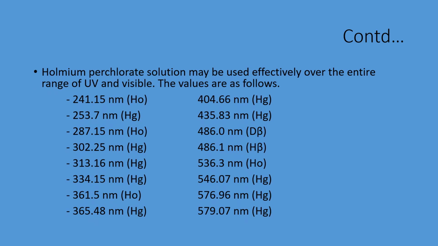Holmium perchlorate solution may be used effectively over the entire range of UV and visible. The values are given as follows. See the list of wavelengths. The acceptance criterion is within 1 nanometer for the values on the left side, and for the list on the right side it should be within 2 nanometers.